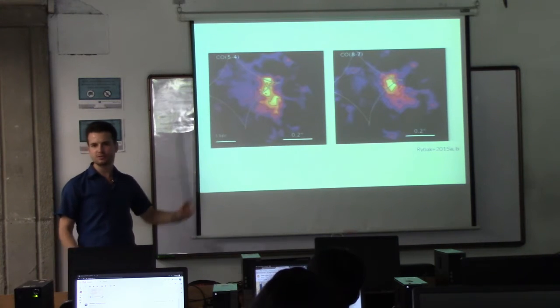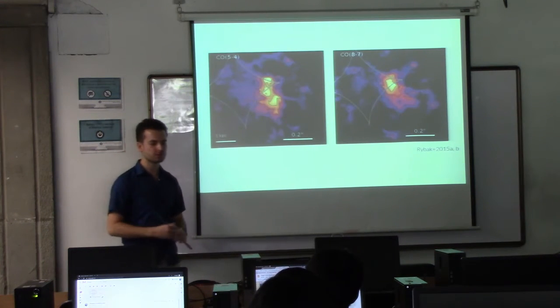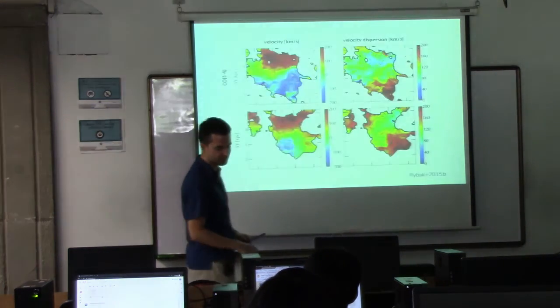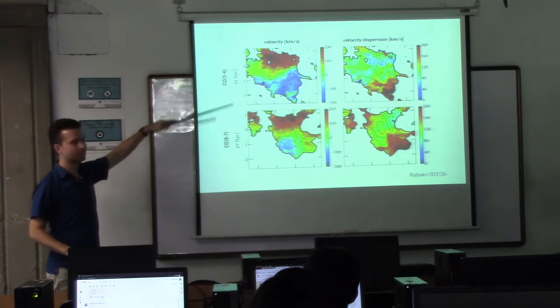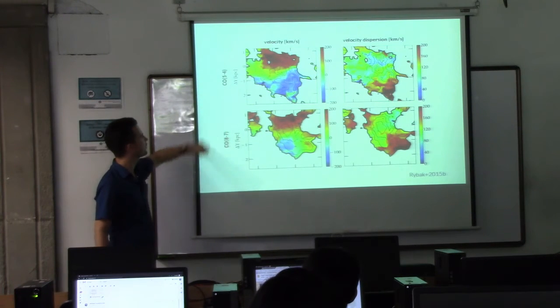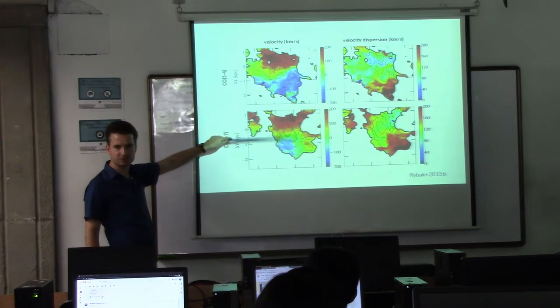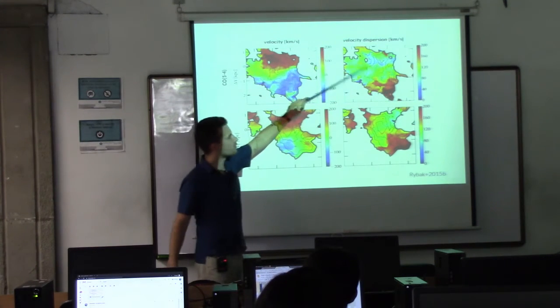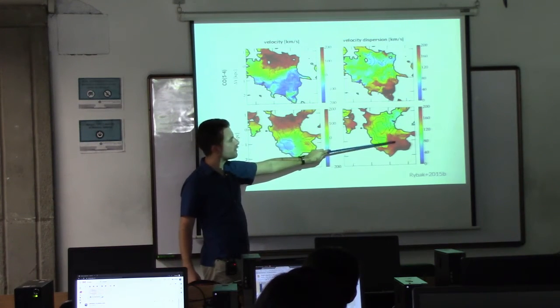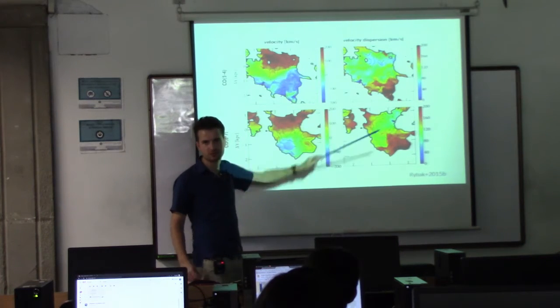For these 2 lines, we also have good enough signal-to-noise ratio to get the velocity and velocity dispersion maps. So you are welcome. This is the velocity field in CO 5 to 4. Also in 8 to 7, this is the velocity dispersion map. It gets very high in the southern part of the source.